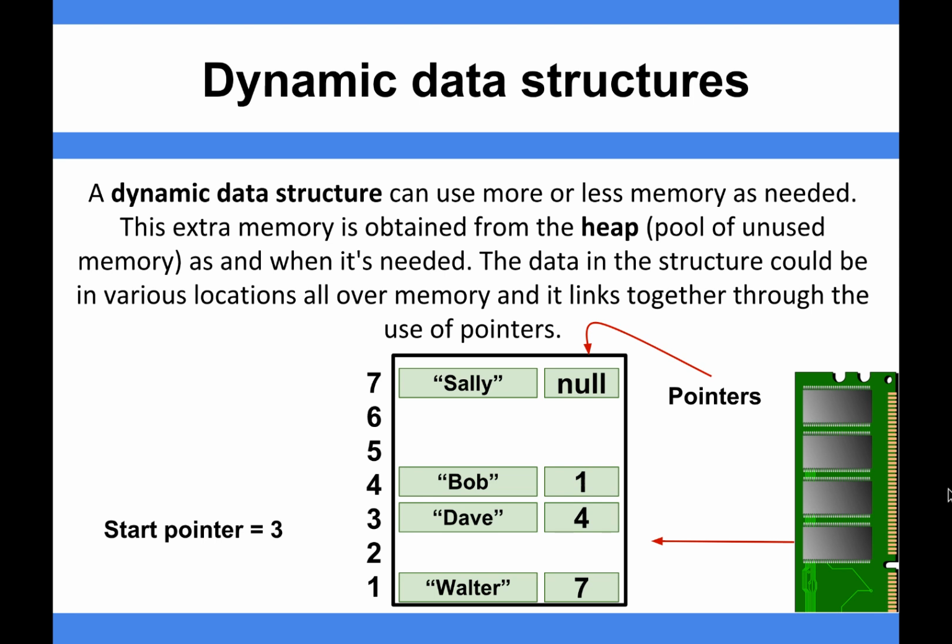So the way it works is it uses more pointers, basically. So the data in the structure could be in various locations all over memory, and it links together through these extra bits of data known as pointers. So we saw pointers in static data structures, but we need more of them now.